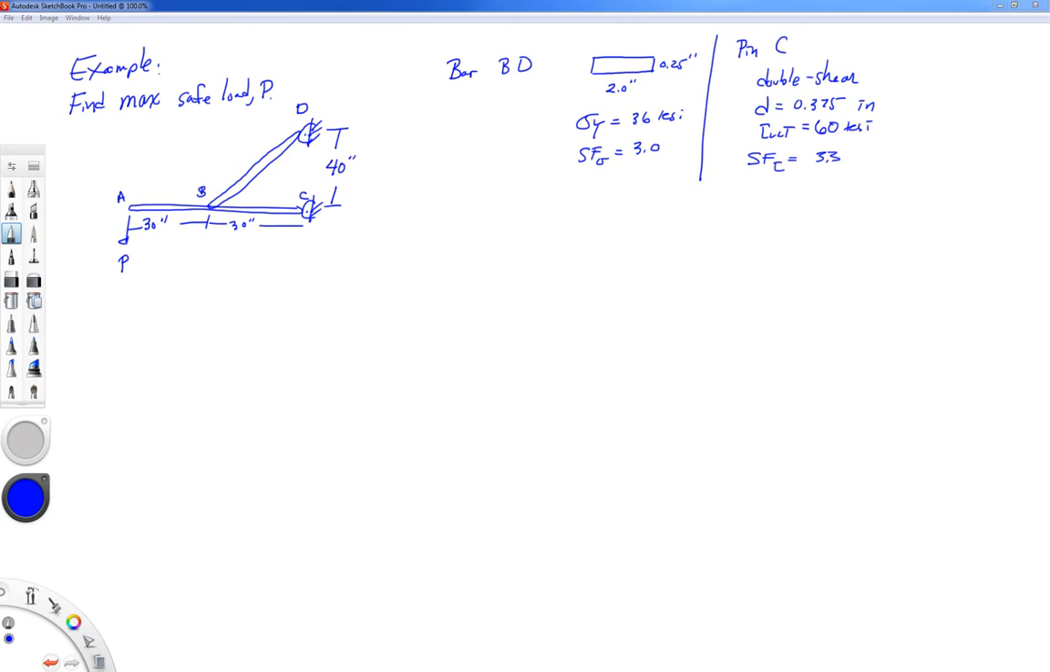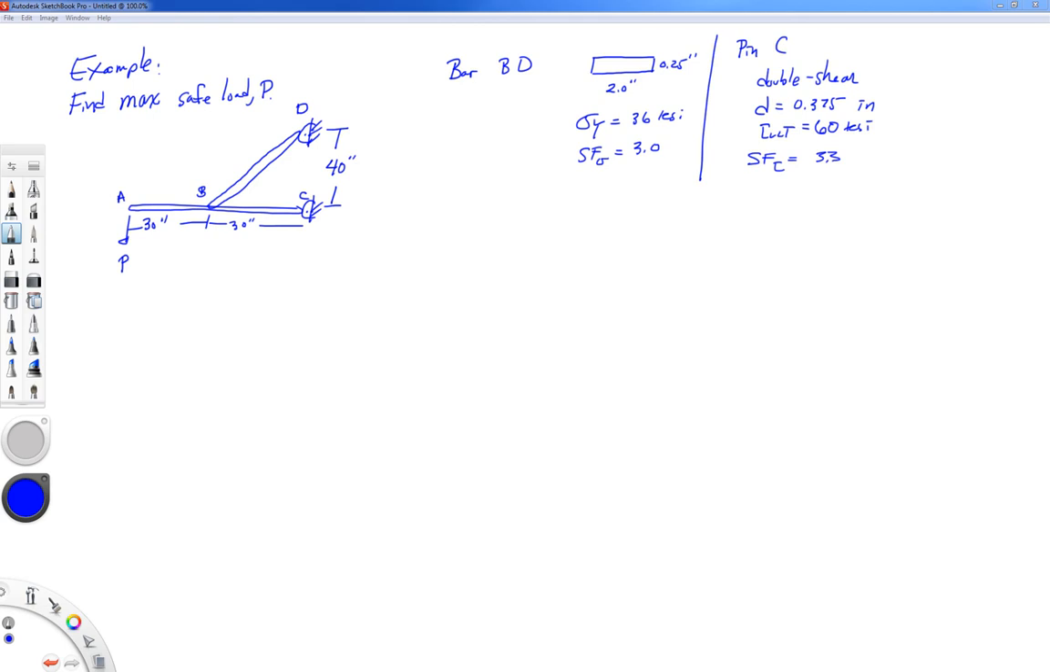The other safety critical feature of this structure is the pin over there at C. The pin at C is in double shear. We've talked about what that means. The diameter of the pin that goes through it is 0.375 inches, has an ultimate shearing strength of 60 KSI, and for the safety factor on shear, we want a minimum of 3.3.